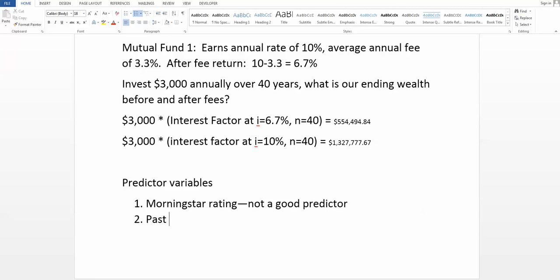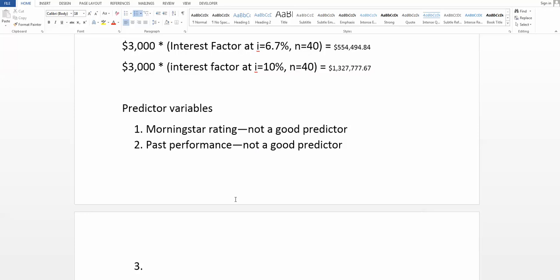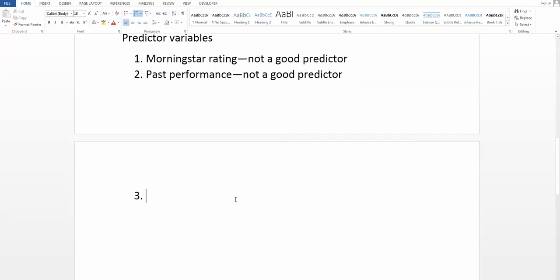The second thing they looked at was past performance. The idea being, did the funds that did best last year tend to do best this year? Or did they have to do really well for the last 2 years in a row to do well this year? And they basically discovered it was not a good predictor. There was no discernible trend between past performance and future performance. And you've probably seen or heard in ads for mutual funds, it'll say past performance is not indicative of future performance or something like that.